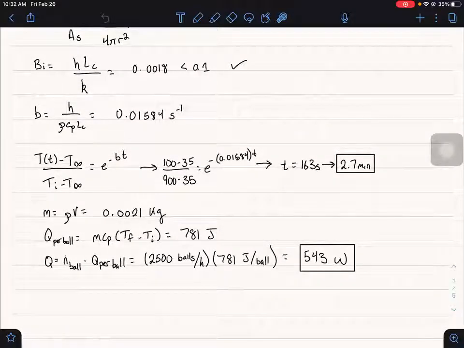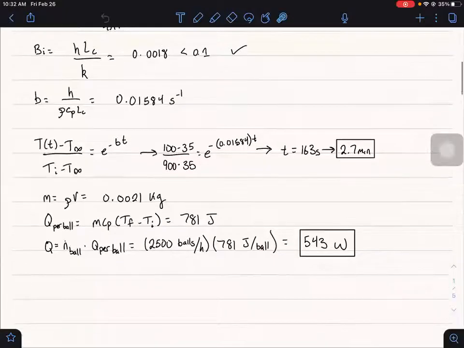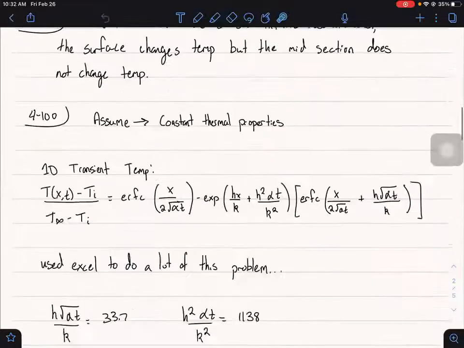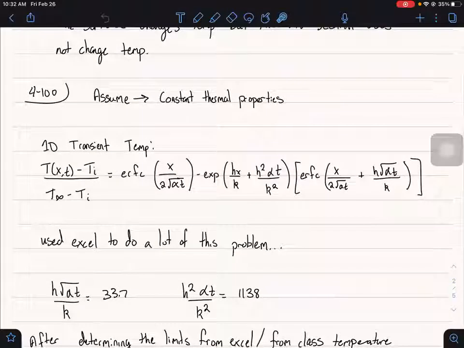the ambient air. And so we have to figure out what it is per single ball, which I did here, and then multiply times the number of balls and get the heat transfer rate. And then let's see, problem 4-100.